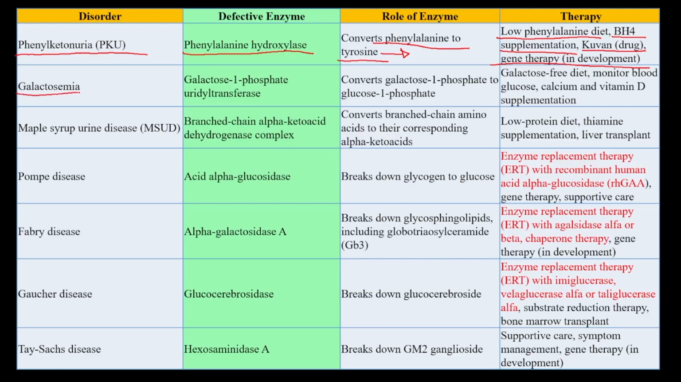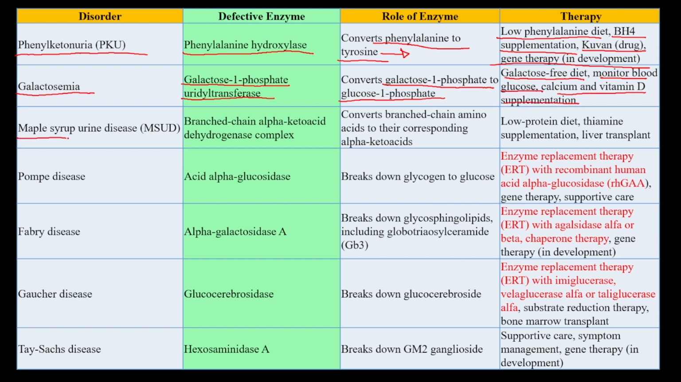Then we have galactosemia. In galactosemia, the defective enzyme is galactose 1-phosphate uridyl transferase, and the role of the enzyme is that it converts galactose 1-phosphate to glucose 1-phosphate. The therapy is that you take a galactose-free diet, monitor the blood glucose levels, and take calcium and vitamin D supplementation.